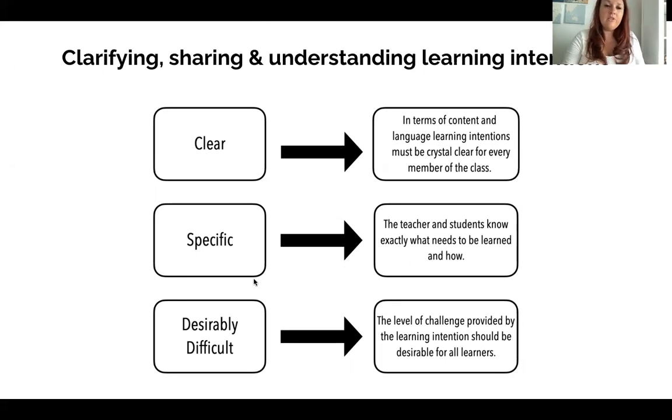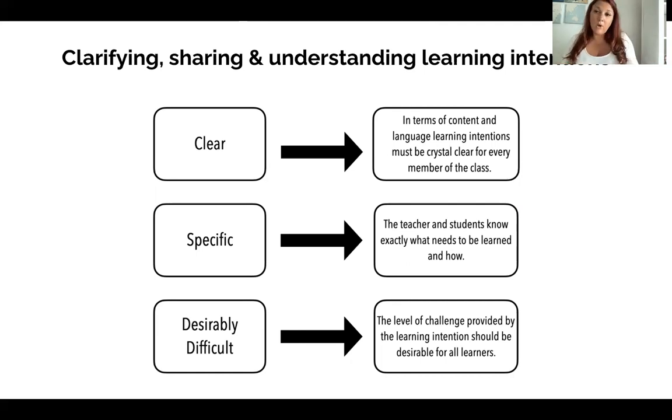And another point about the learning intentions being very clear and specific, but they should only be specific to a point. So they should be specific so that everyone understands because the language is clear. And in terms of the content, everyone knows what needs to be learned and how. The how can also be supported by the success criteria.